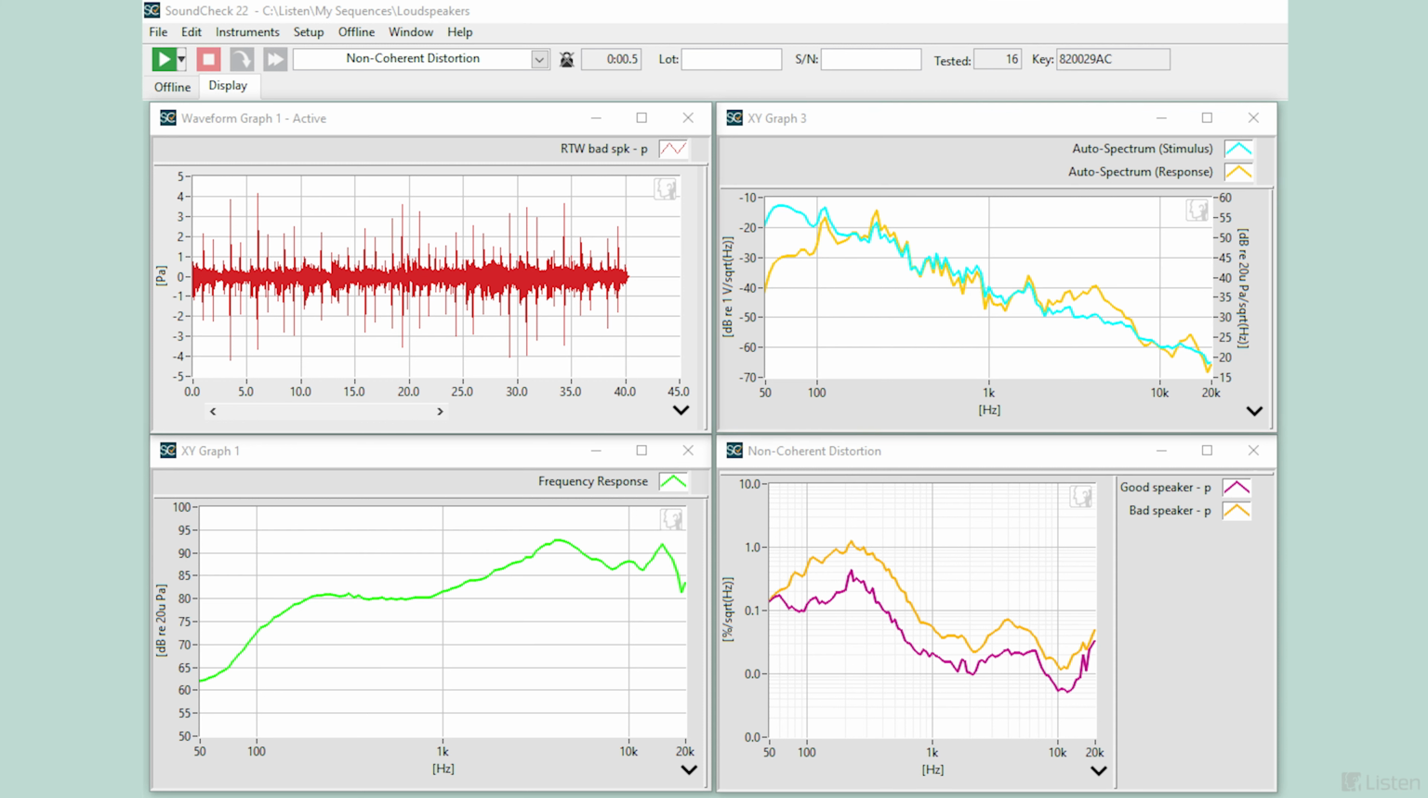Since non-coherent distortion uses a broadband test signal for measurement, there is no direct correlation to harmonic or intermodulation distortion in percent. Typically, the distortion level appears much lower than harmonic or intermodulation distortion because the test signal energy is spread out over the entire frequency range and not a single frequency for measuring harmonic distortion.